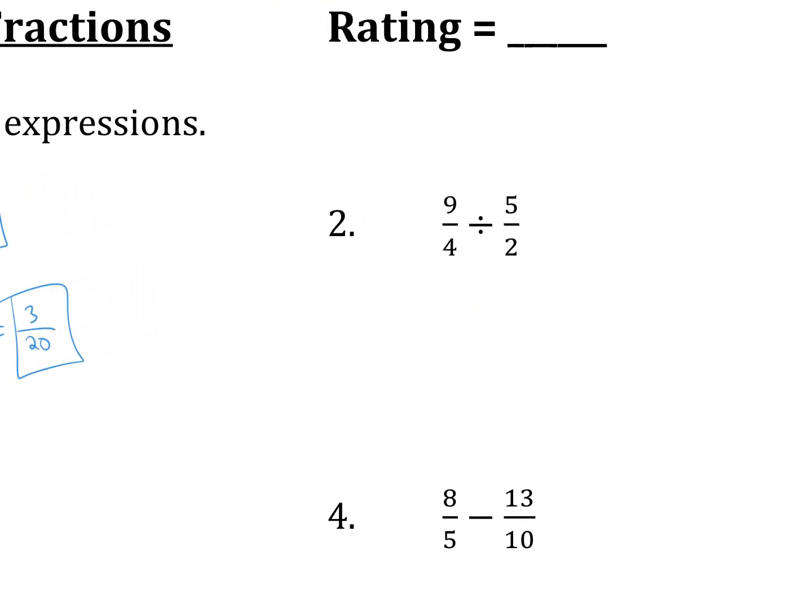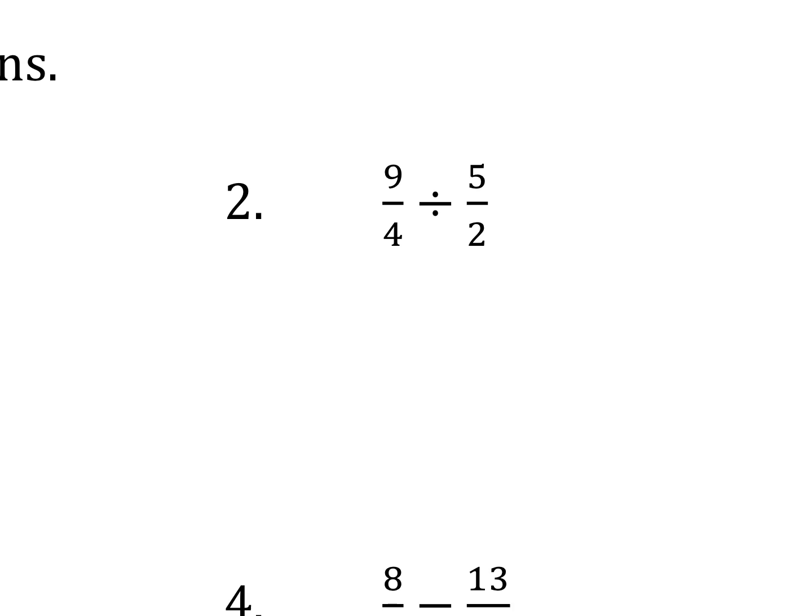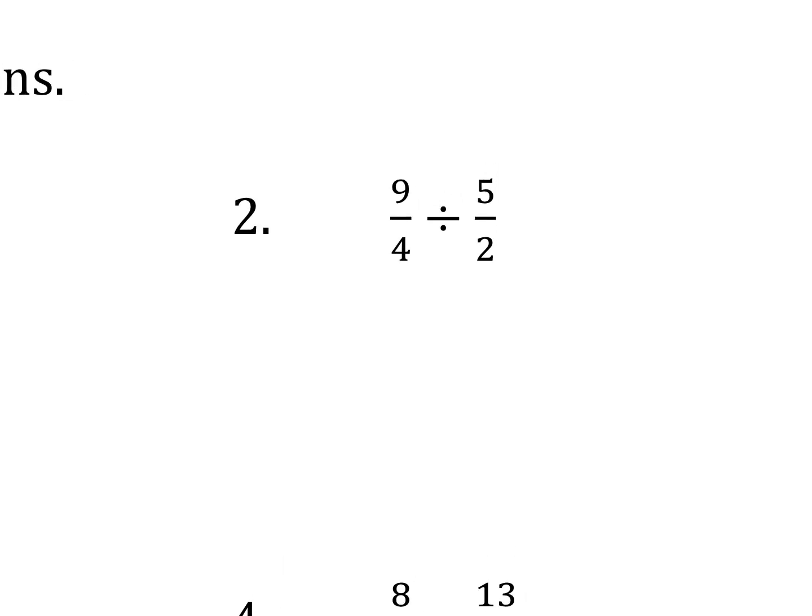How about number 2? We got 9/4 divided by 5 over 2. So it's dividing fractions easy as pie: flip the second and multiply. Some of you have probably heard of something called keep, change, flip. We're going to keep the first one, change it to multiplication, and flip the second one. And then we're just going to do multiplication again. It's kind of what we did here.